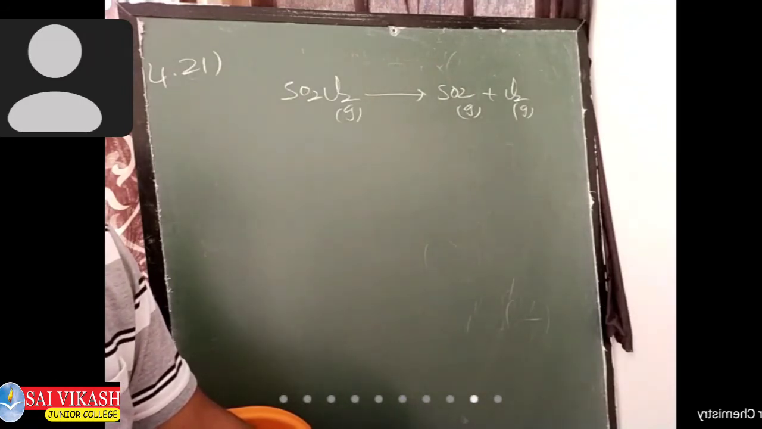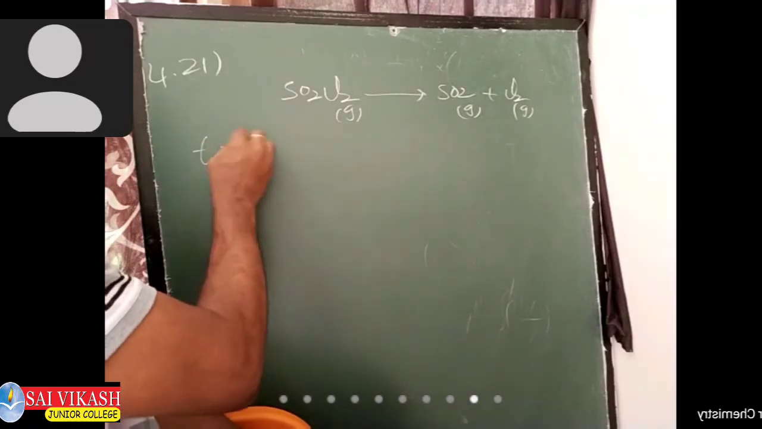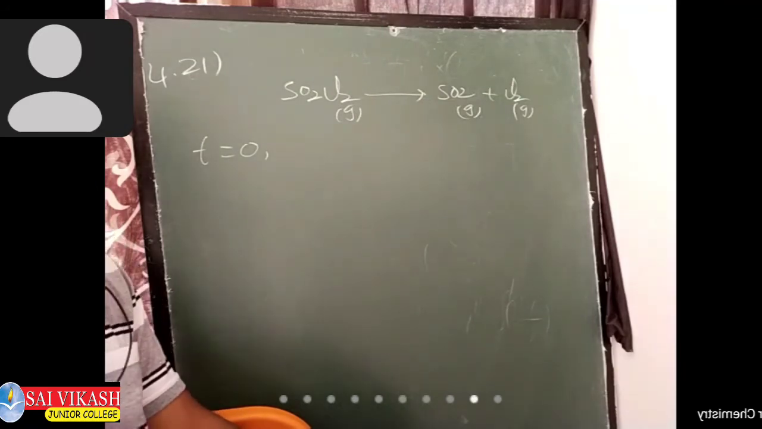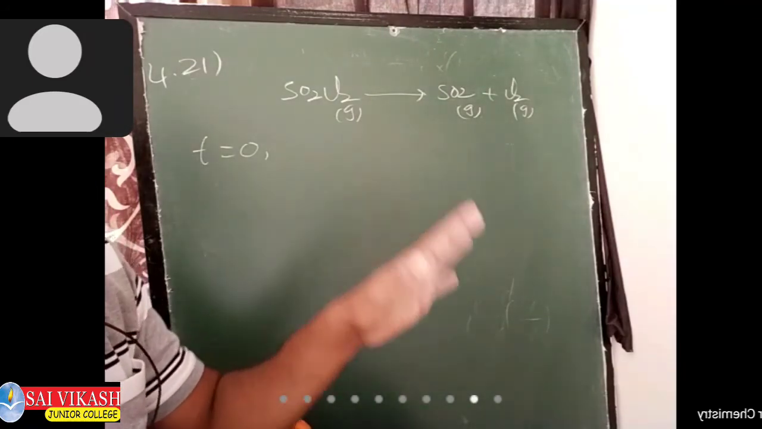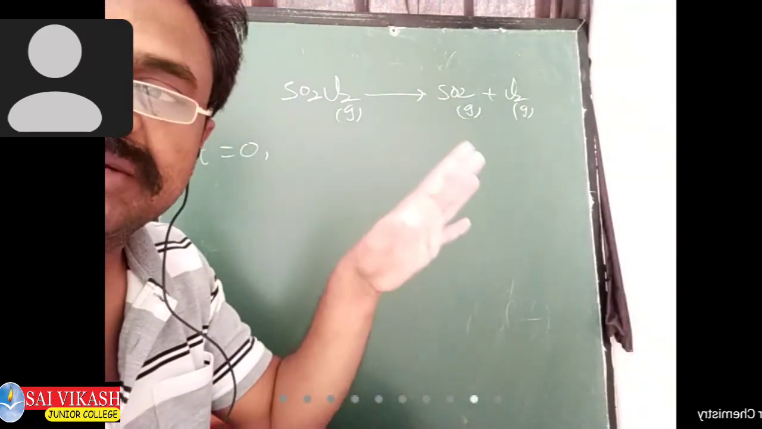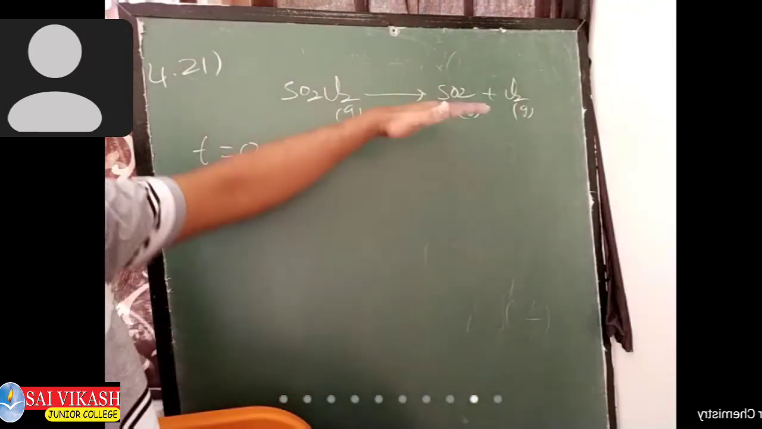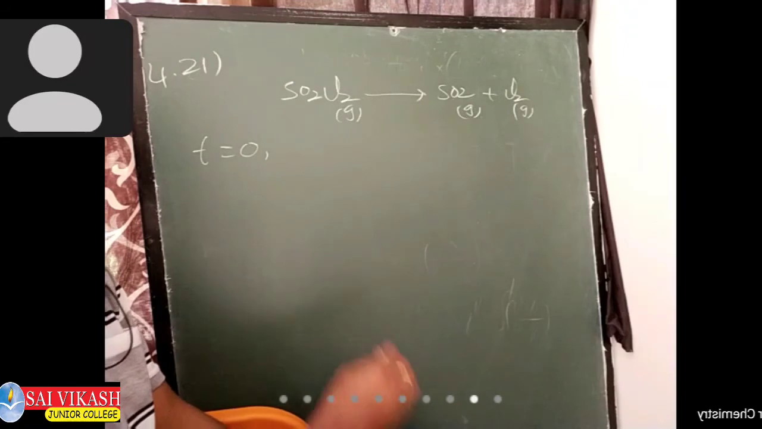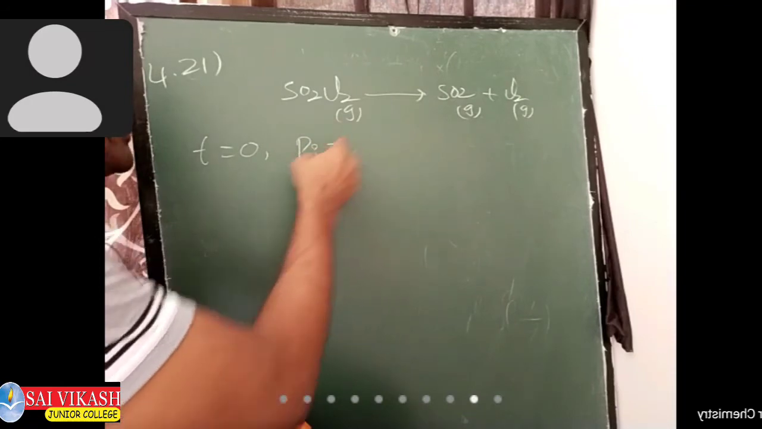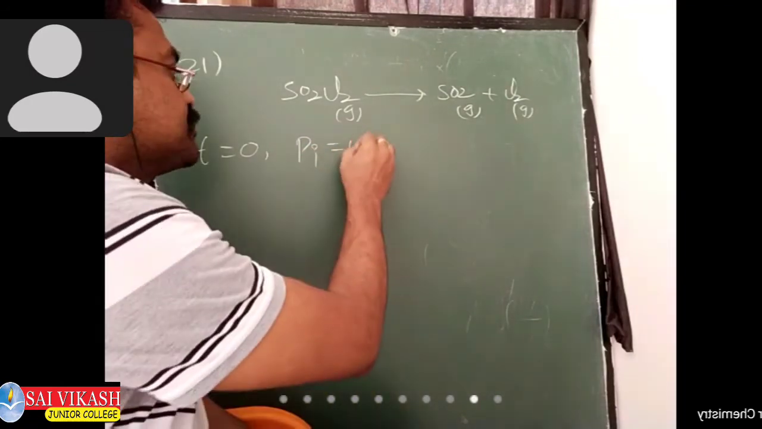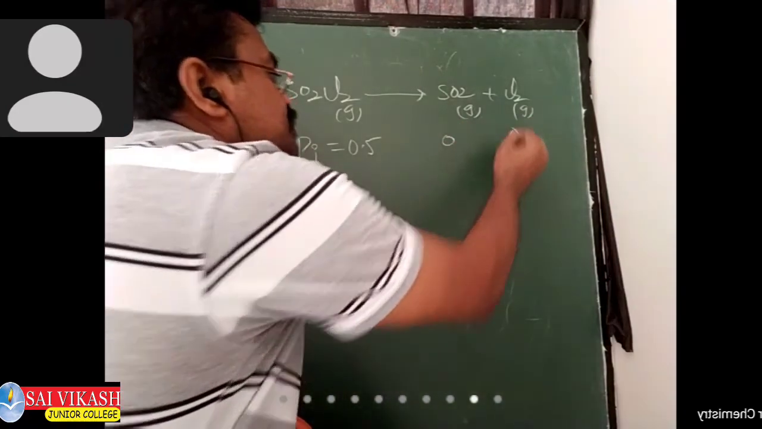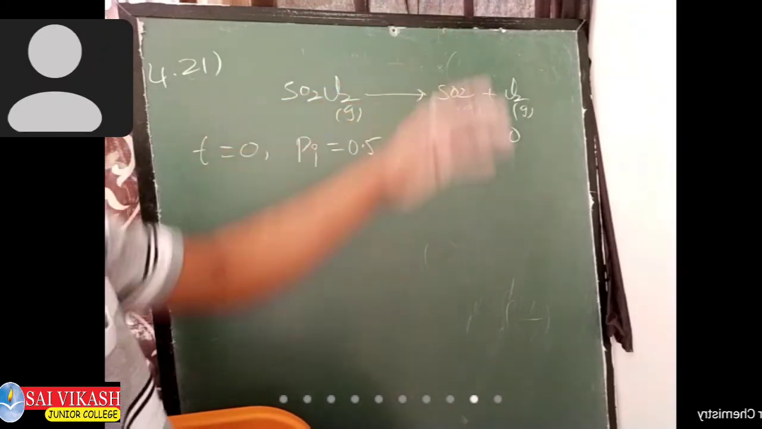We will do it, but see in the experiment when time equal to 0, initial time, the total pressure was how much is given? 0.5. I already told you the rate we can express in terms of concentrations or in terms of the partial pressures also. So this is the problem in terms of pressure. See how will you do it? Initially, I am taking initial pressure Pi as 0.5 atmospheres. Initially this is 0 because initially there is no product formation.